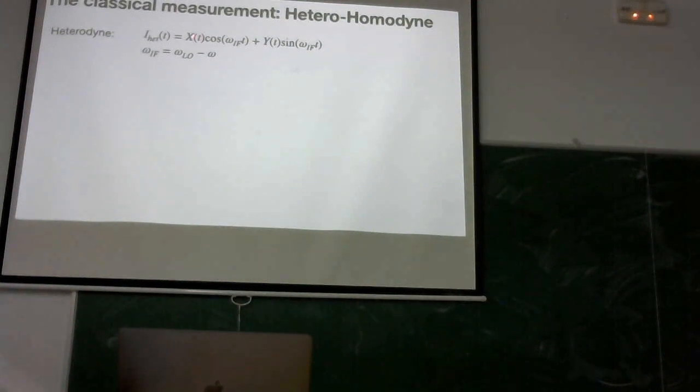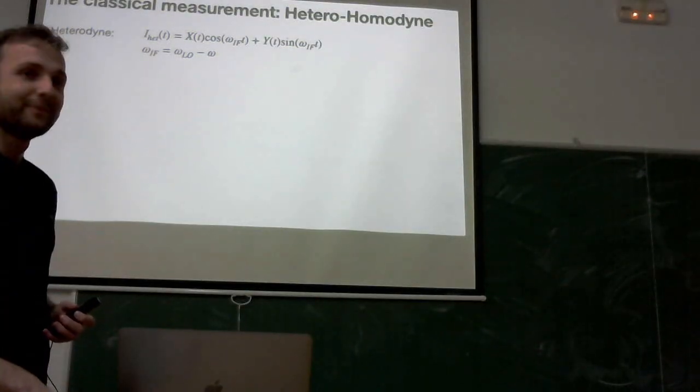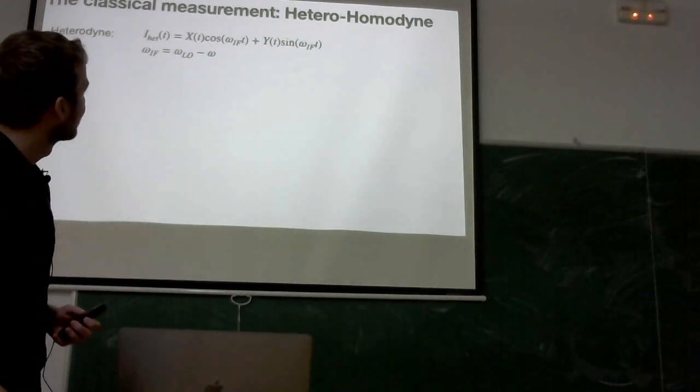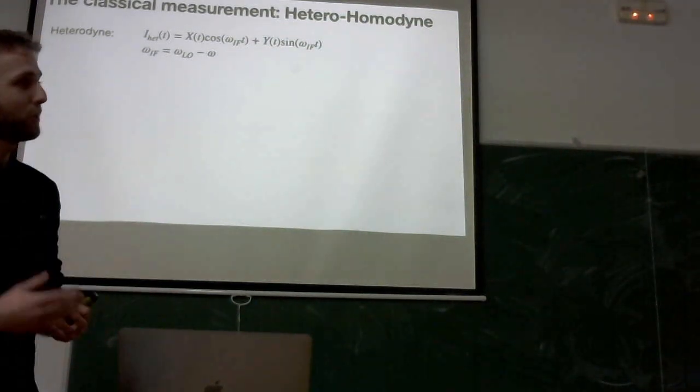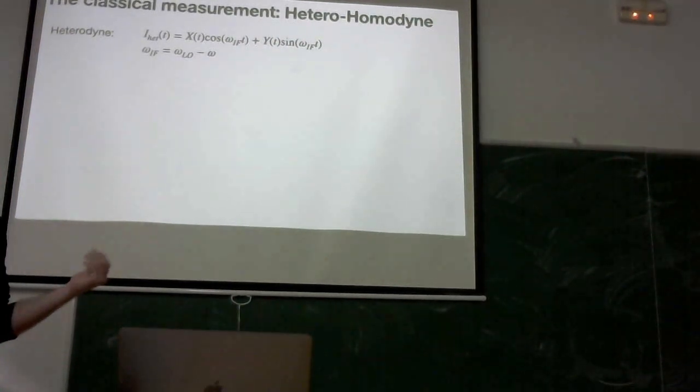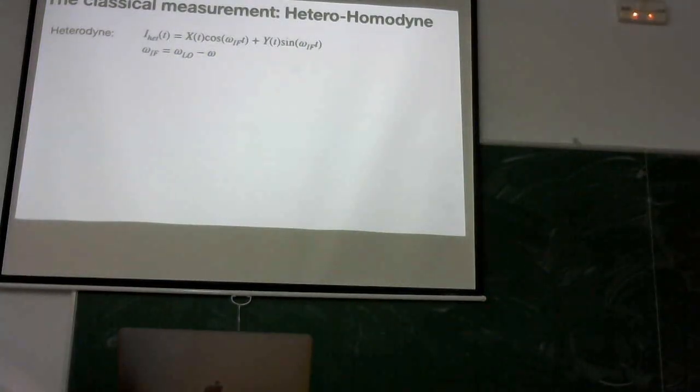But we see that we get a lot of information. We get the information of x of t and y of t, both of the quadratures. So in principle, that looks like a really nice measurement. And this is actually the measurement that people do in the radar world. Also radios use heterodyne receivers to down convert the radio frequency to a frequency that you can hear with your ears.